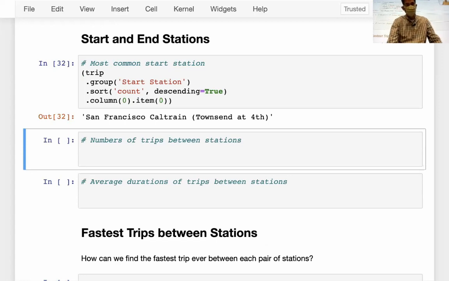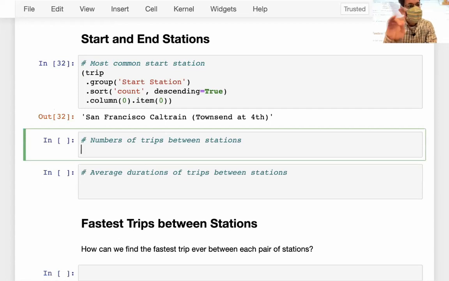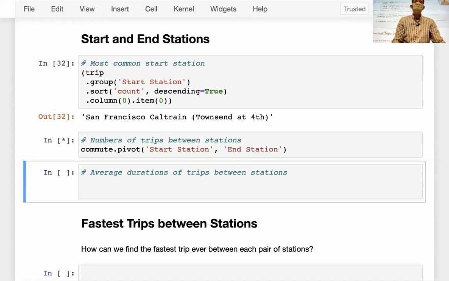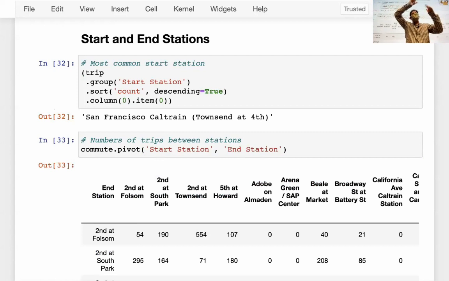Okay, let's do the next one. Let's say we want to look at the number of trips between pairs of stations. Well, I think that's a natural use of pivot. If I pivot the start station against the end station, what it's going to do is create one column per start station, one row per end station, and the value in the cell for a particular row and column is going to be the count.